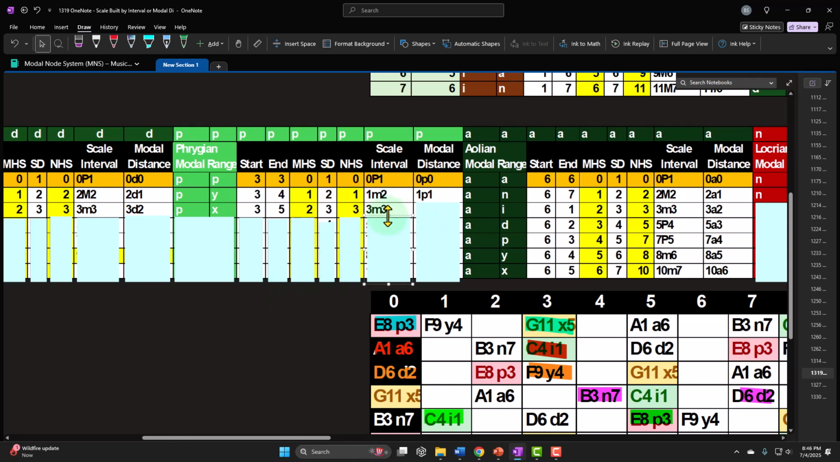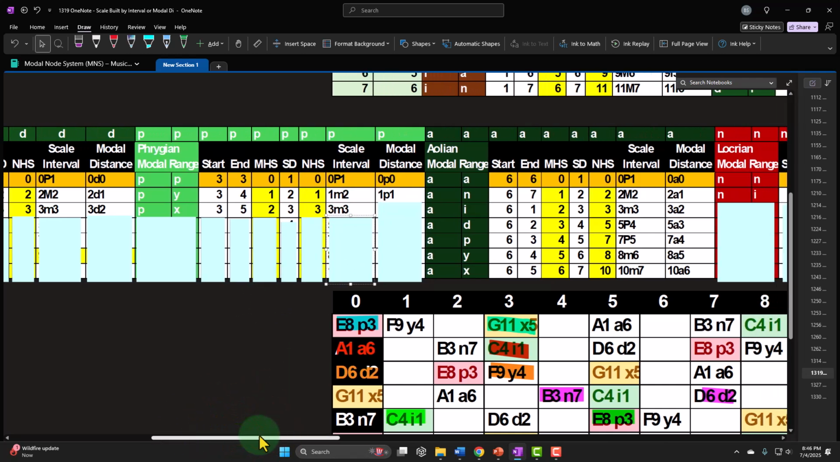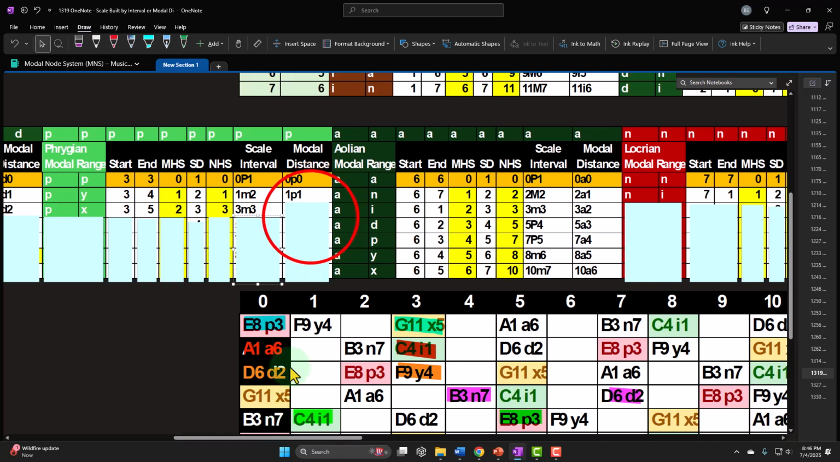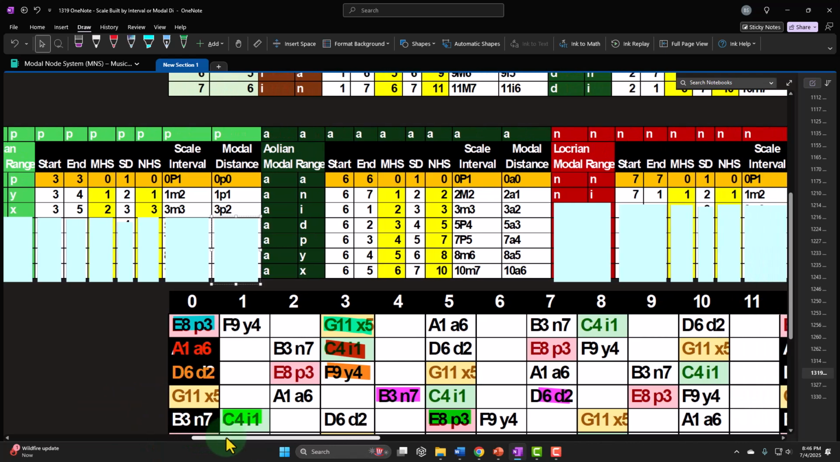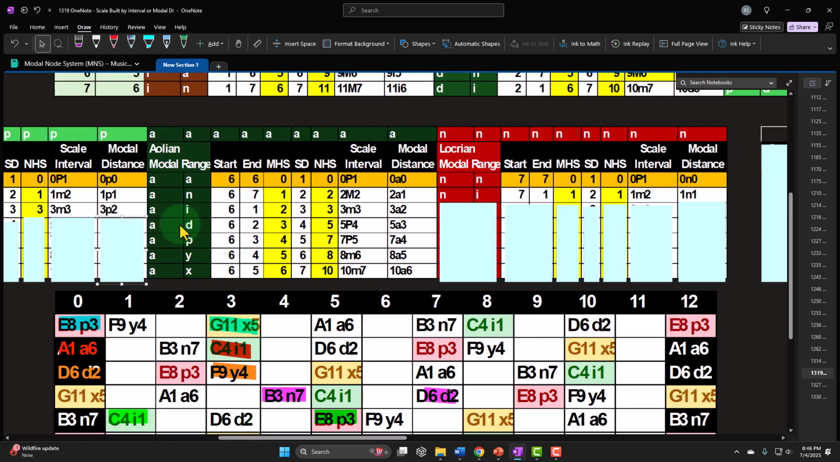So once again, the distance is a 3-note away minor third to get from the P to the X, from the Phrygian to the Mixolydian. I'd rather call it a 3-note away from the Phrygian node, second modal half step. From the Aeolian, you'd be going from A to I. It'd be a 6-1 modal range, 2 modal half steps away.